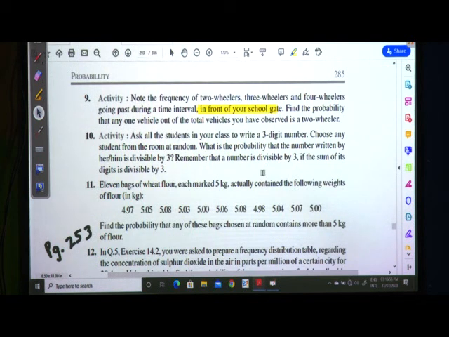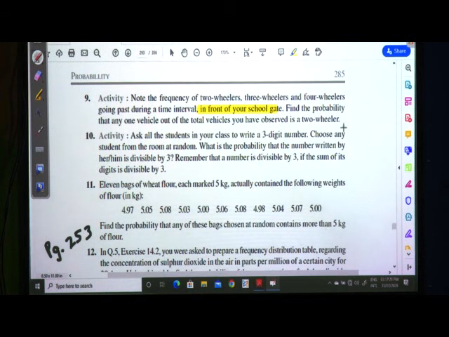Very first thing, it is said in front of your school gate. You can do one thing. Instead of in front of your school gate, you can do this activity from in front of your house, or you can go on your terrace. From there you can watch the road passing through your lane or the street wherever you are staying. They have said to note the frequency of 2-wheelers, 3-wheelers, 4-wheelers going past during a time interval. You can do such a thing.